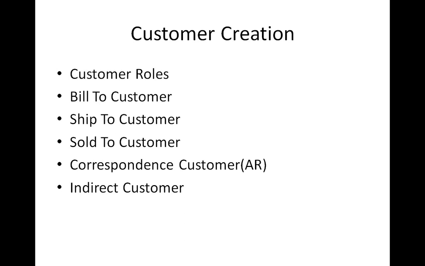Next is indirect customer. What is an indirect customer? For example, you are sending the goods to one warehouse. That's your customer, warehouse 1. Then the warehouse will send the goods to some other customer. That customer is called an indirect customer. You send the goods to company A, for example. Then the company again sends those goods to some other person, B. So here B is called an indirect customer.